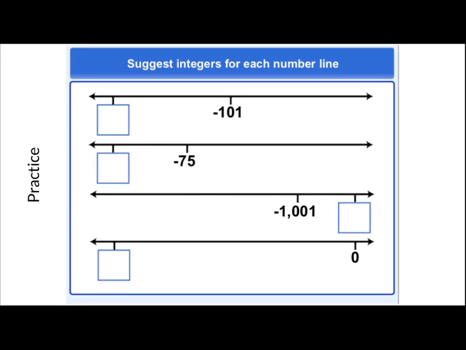So let's come up with some possible integers here. Like what could possibly be to the left of negative 101? Well, something like negative 105 would work there. Remember, it works the opposite of the positive side. To the left of negative 75, we could have something like negative 80. To the right of negative 1001, we could have something like negative 1000. To the left of 0, we could have something like negative 20. Be really careful. Make sure that you are thinking about how the number lines work and that the negative side is opposite of the positive side.